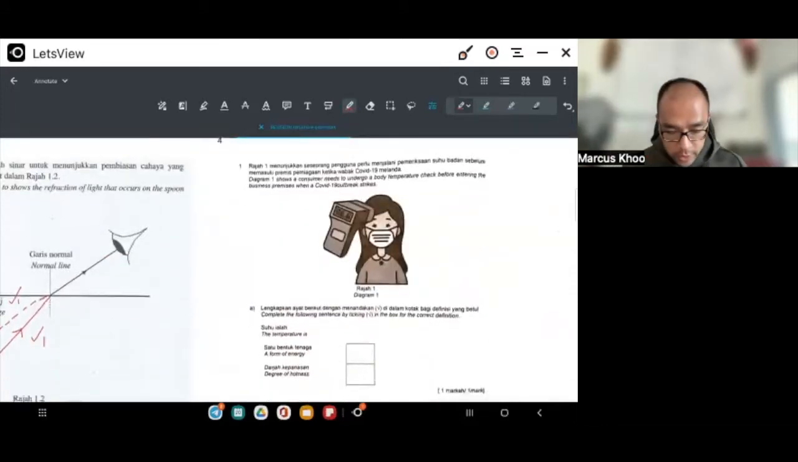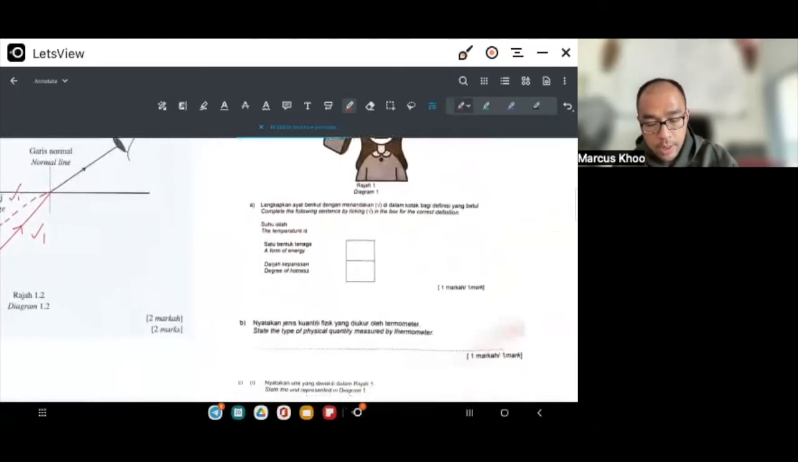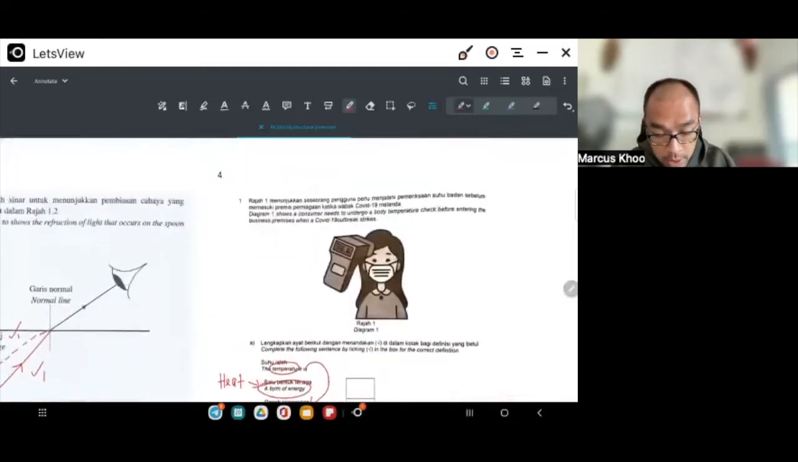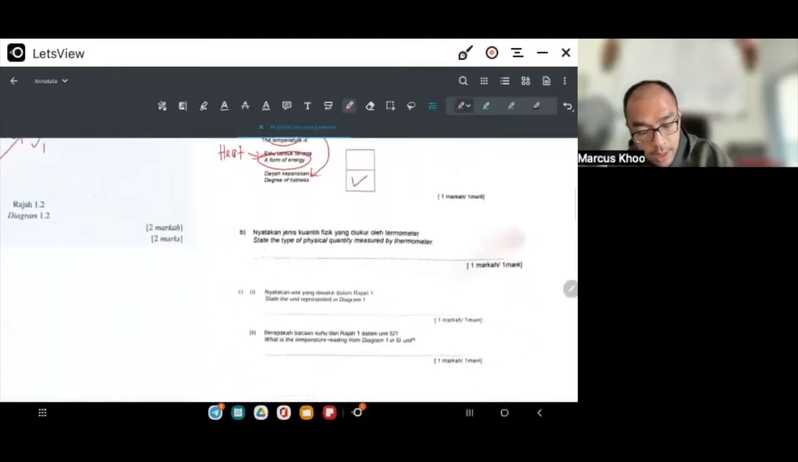Let's continue to the next question. Diagram 1 shows a consumer who needs to undergo a body temperature check. Temperature is the degree of hotness. Obviously, because the form of energy is heat. So just remember, the definition of temperature is the degree of hotness. Heat is a form of energy. State the type of physical quantity measured by the thermometer. Of course, it's temperature. Oh, sorry, this is type. Type means temperature is either a scalar quantity, or it's a basic quantity.